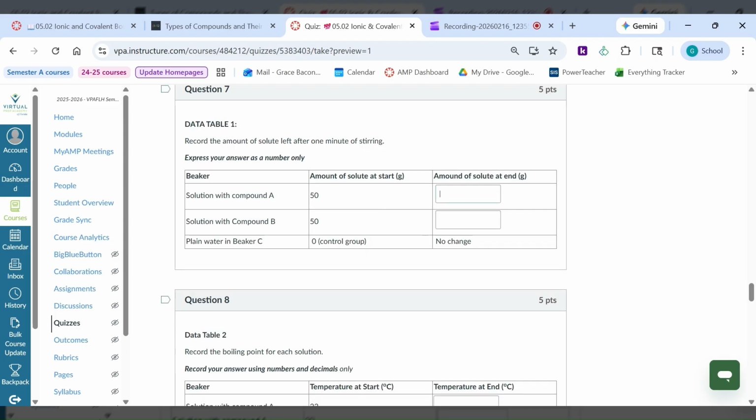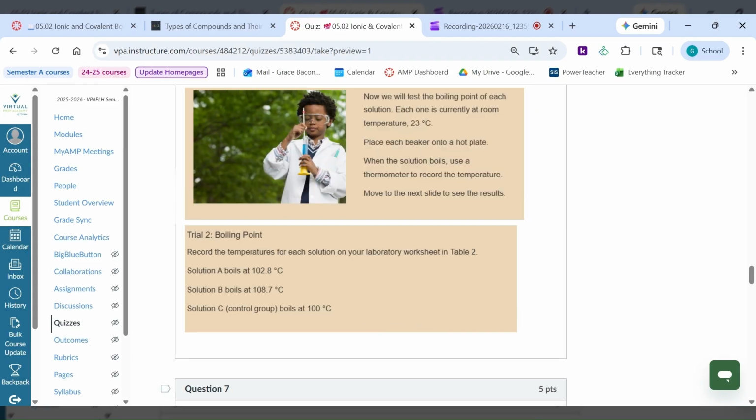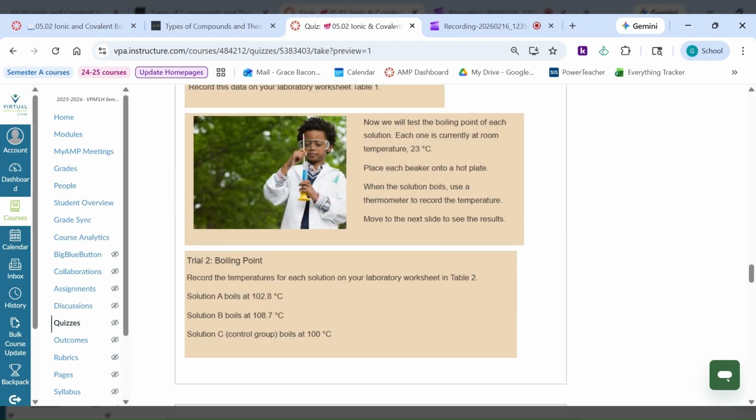It said compound A at the end of my experiment had 0 grams left, and compound B had about 15 grams left, and compound C, which is just plain water with none of either mystery substance in it, did not change. So that's all I need for my data collection for table 1.